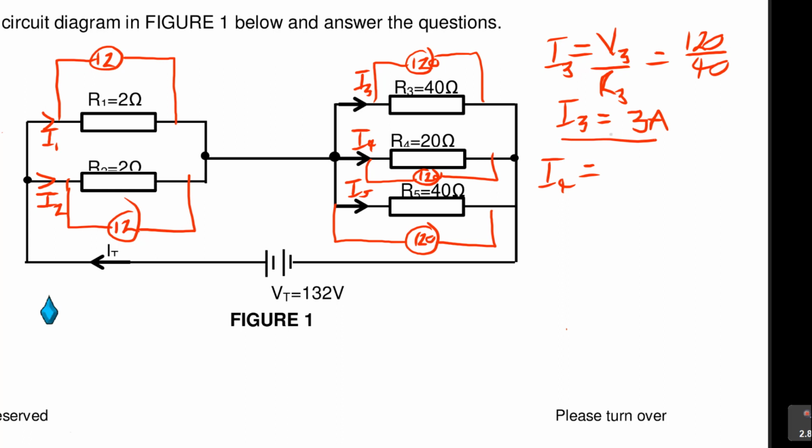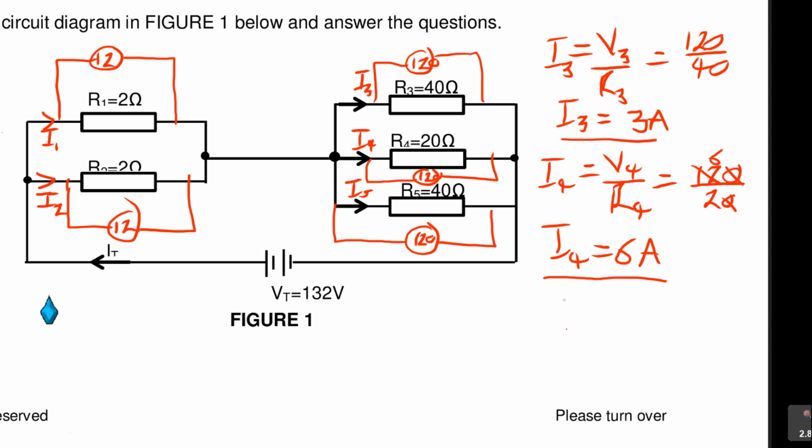And then I4 is equal to V4 over R4. What is V4? The voltage does not change, 120. What about R4 now? It's the only one that is changing. So what is I4? 120 over 20 will be 6, so this is 6 amps. What about I5? Now I5, look at this. R5 is 40 and R3 is 40. If 40 and 40 are the same, then I5 will be equal to I3, which is equal to 3 amps. You can literally state that, or you can use the same calculation, 120 over 40, to give the answer.